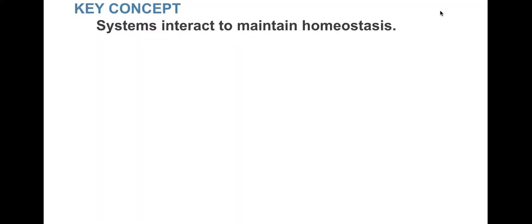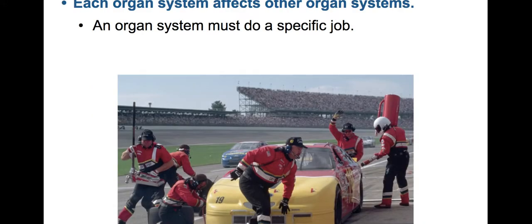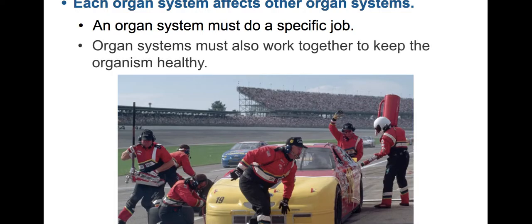This is 28.3 now, the very last section of chapter 28. This is talking about how the systems interact to maintain homeostasis. Each organ system affects other organ systems. So an organ system must do a specific job. I think you all know that. So like the circulatory system is in charge of circulating blood throughout your body, your oxygen-rich and oxygen-poor blood. So that's one system that works in conjunction with, let's say, your lymphatic system.